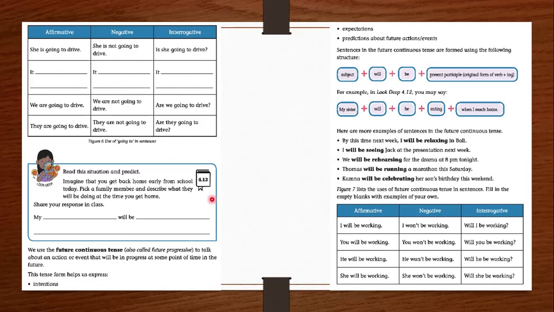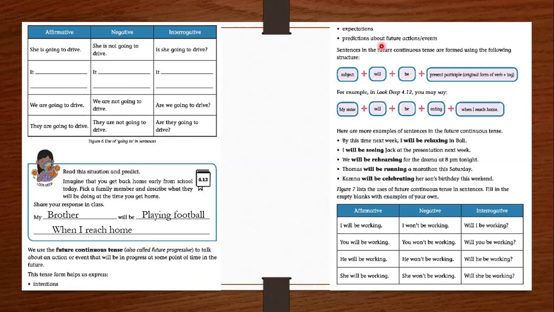And coming to 4.12, we are going to write about the future continuous tense. My brother will be playing football when I reach home. Okay, so here will be playing is nothing but the future continuous tense, or else it is called the future progressive, because this event will be in progress at the same point of time in the future. This tense form will help us to express intentions, expectations and predictions about the future action.